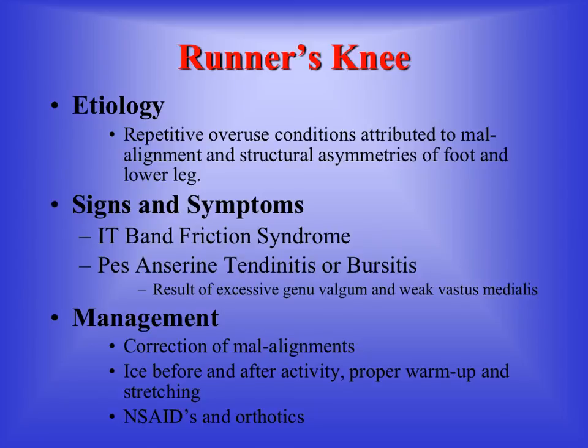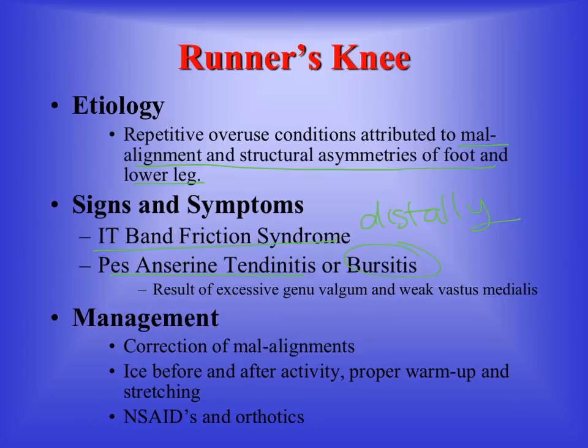It's repetitive, it's overuse, and there's a malalignment of typically the patella. However, it could be of the foot and of the lower limb. The signs and symptoms most commonly associated with this, or the two pathologies that are most commonly dubbed runner's knee, would be IT band friction syndrome, which occurs distally at the knee, and then you have pes anserine tendonitis and/or bursitis, which I believe we'll figure on the next slide.